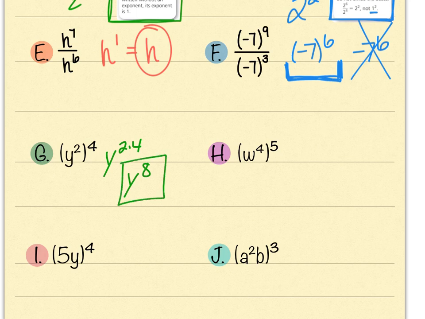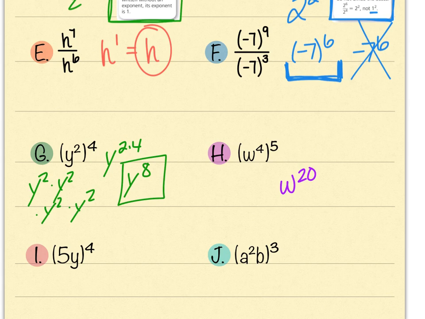And that makes sense, because if you think about it, y squared times y squared times y squared times y squared, there's a total of 8 y's. So it just makes sense if you think about it. For example H, I've got 4 and 5 as my exponents. I'm raising w to the 4th 5 times, right, to the 5th power there. So that's going to be w to the 20th.